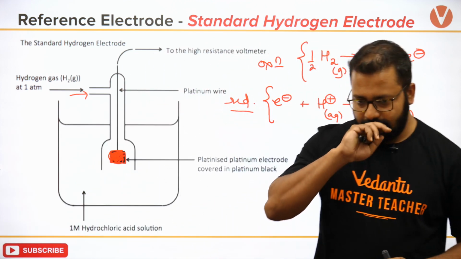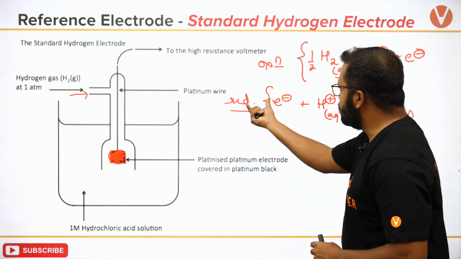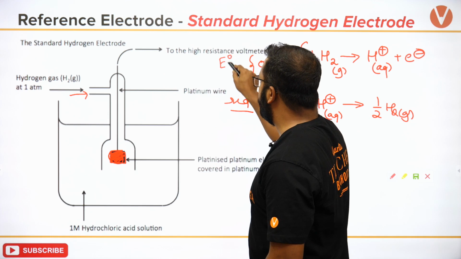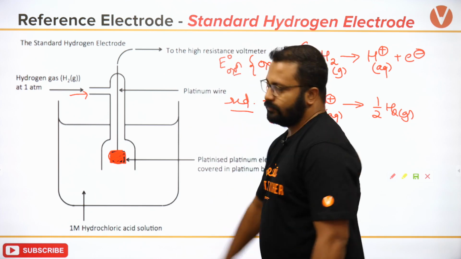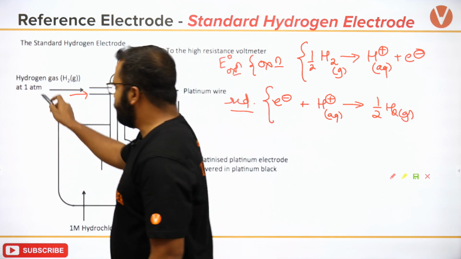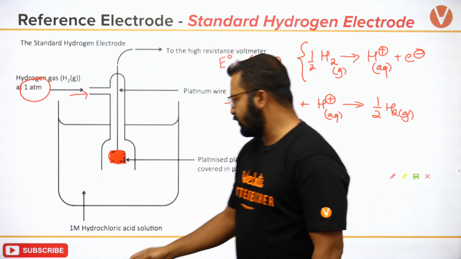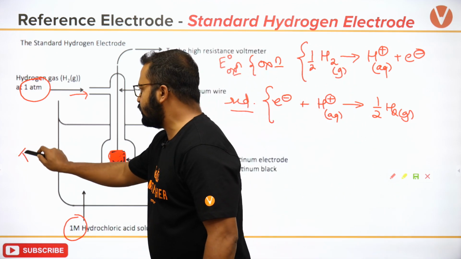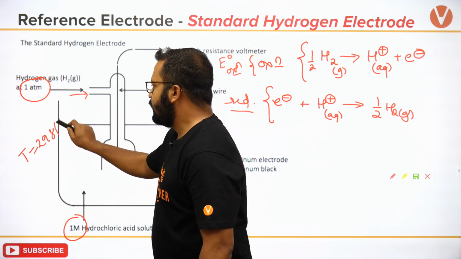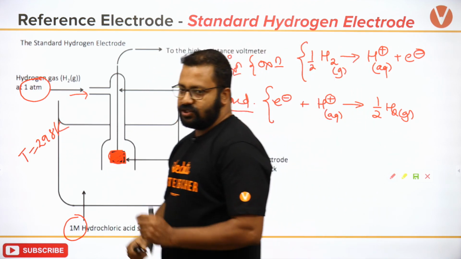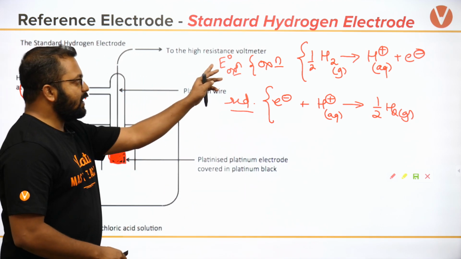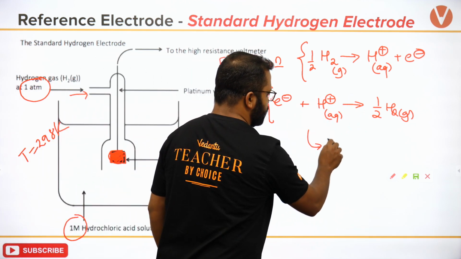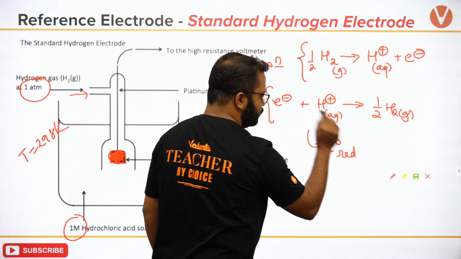Clear? What is this reaction? Oxidation. This is reduction. If this is oxidation then we can write it as E naught oxidation. If the measurement is done, now see, what is the gas pressure? 1 atmosphere. What is the concentration of the solution? 1 molar. And if temperature is 298 Kelvin, then whatever value of potential that I measure is E naught of oxidation. For this reaction I will measure E naught of reduction.